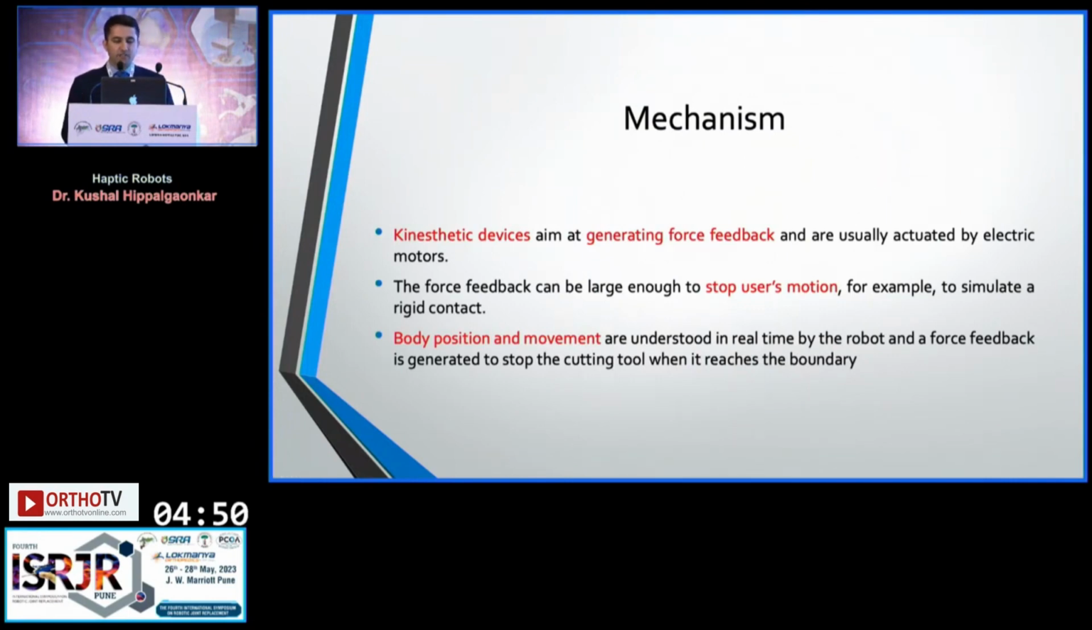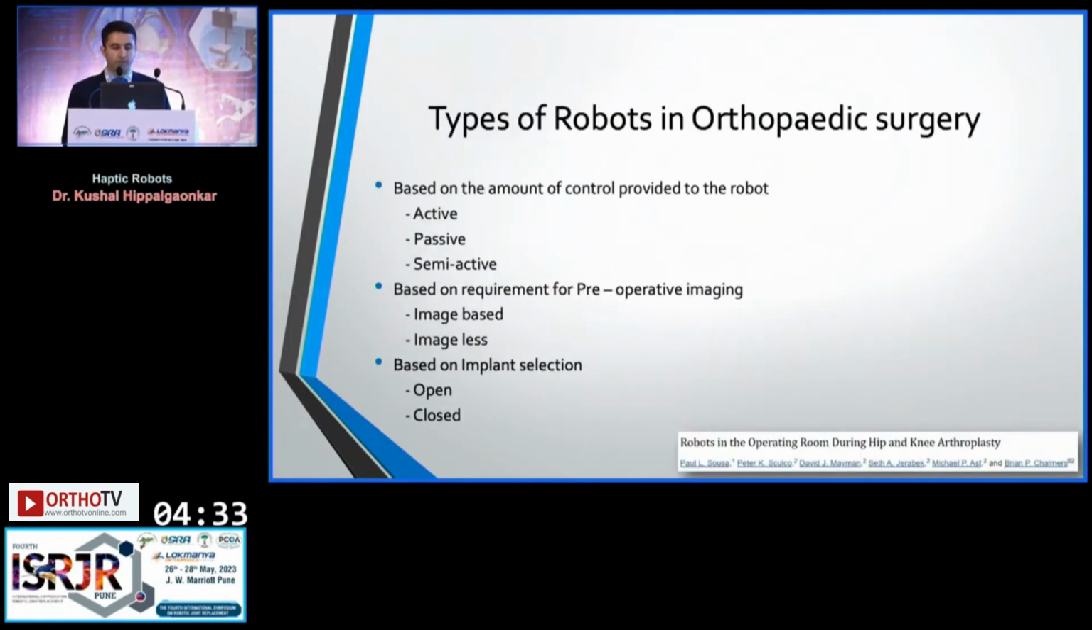Haptic devices aim at generating force feedback and are usually actuated by electrical motors. The force feedback can be large enough to stop the user's motion, for example, to simulate a rigid contact. Body position and movement are understood in real time by the robot, and a force feedback is generated to stop the cutting tool when it reaches its boundary.